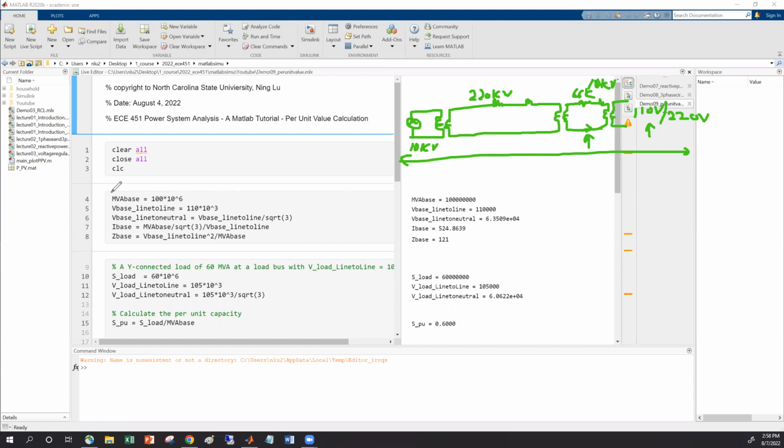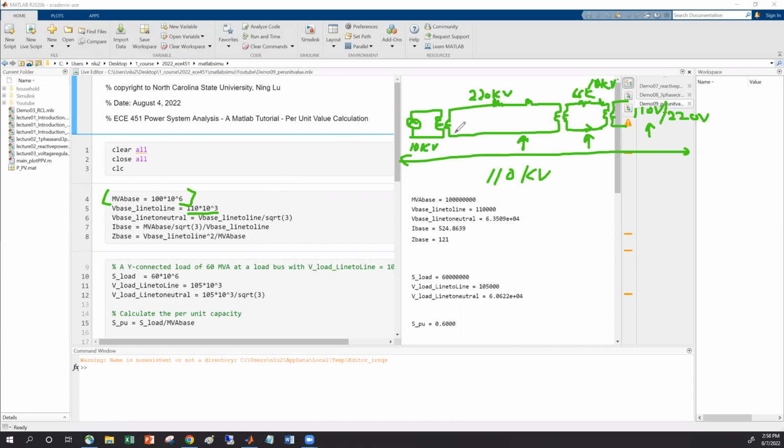So first, when we do per unit value, we will have a base for the MVA base. So this is the capacity base. And then depending on which voltage level you're at, you can select a nominal voltage for that voltage level. For example, if there's a 110 kV system, we can say, hey, use 110 kV as the base voltage, okay?